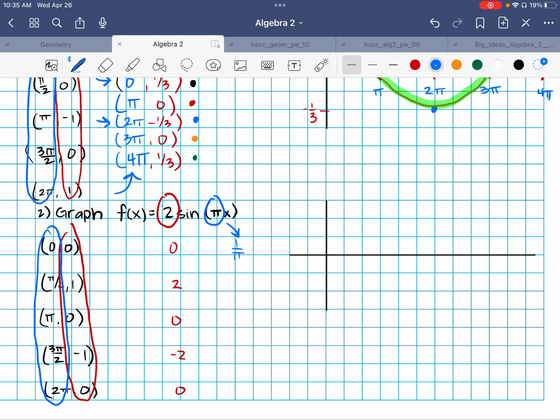So 1 over pi times 0 is 0. That's an easy one. The harder one is everything after that, but once you see it, it kind of makes a lot of sense. So I'm going to multiply everything by 1 over pi. Pi over 2, pi's cancel, and we get 1/2. So when the pi's cancel, we get 1/2. So I'm going to write 1/2 right here. Next, we're going to multiply it by pi. The pi's cancel, and we get 1.